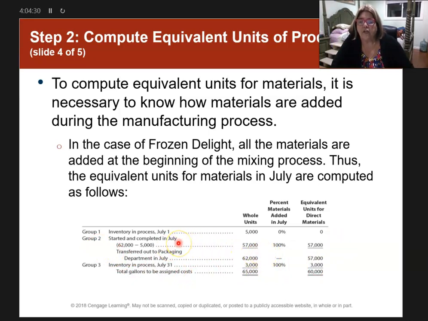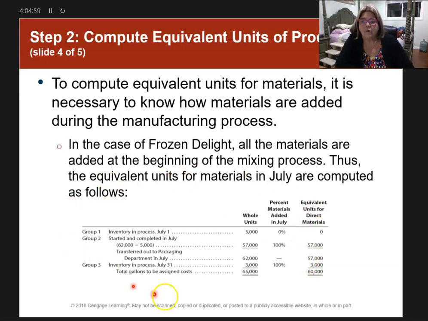So these started in July and they finished, so 100% of direct materials were actually added in July. I'm going to move that number over. And then what's left in inventory, what's still in that WIP account, was 3,000 units, always 100% for direct materials only. Multiply that across, and my equivalent units for only direct materials are 60,000 units.